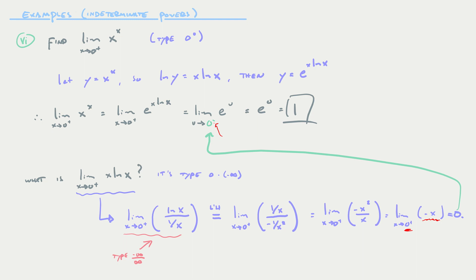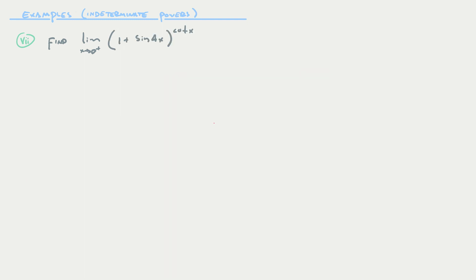In any case, I can use direct substitution on this thing. e to the 0 is 1. So in this case, 0 to the 0 ended up being 1. Let's look at another one.